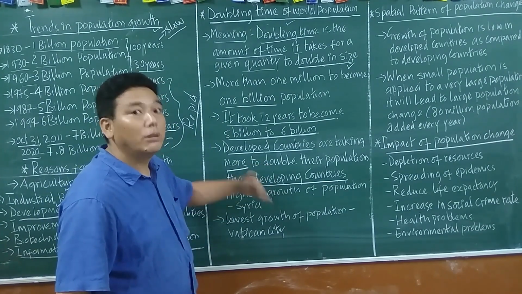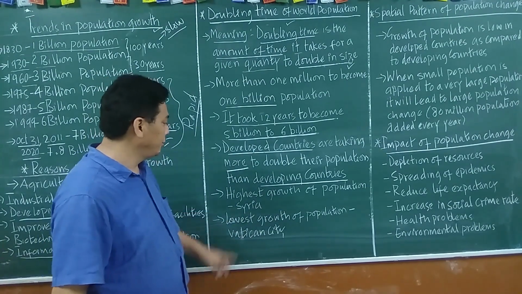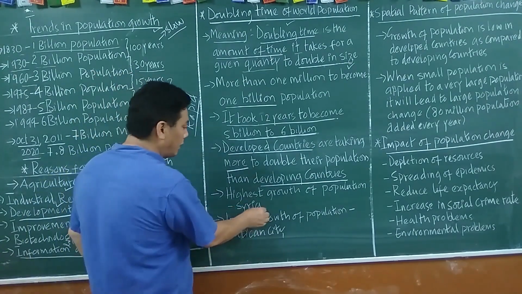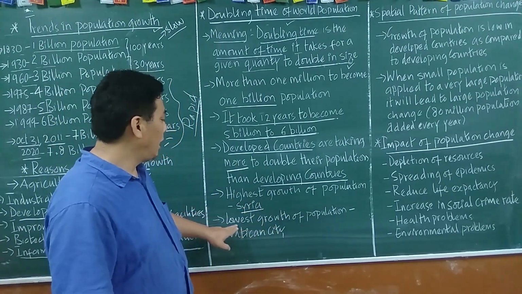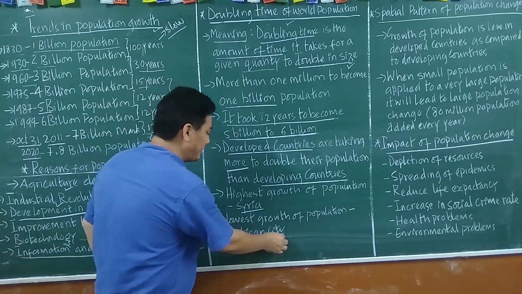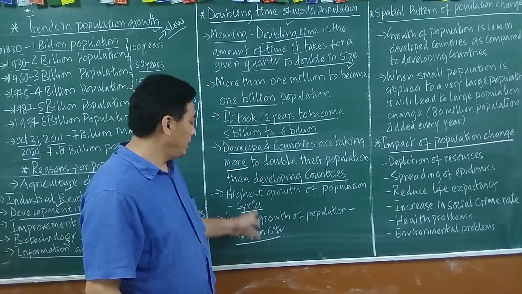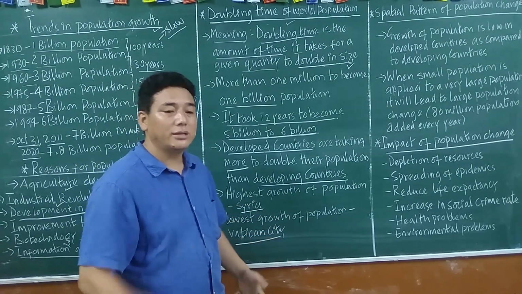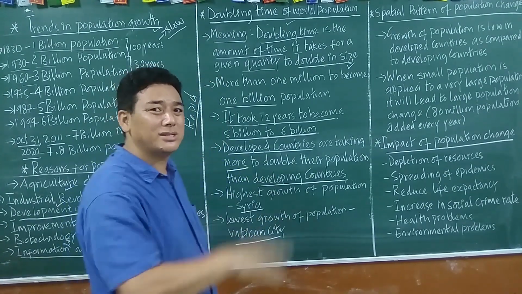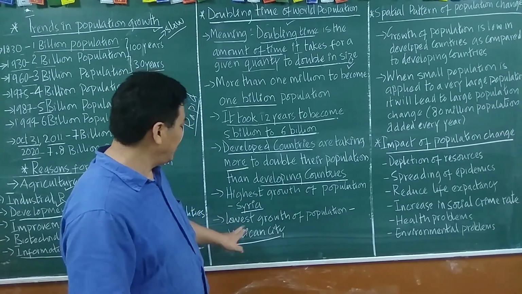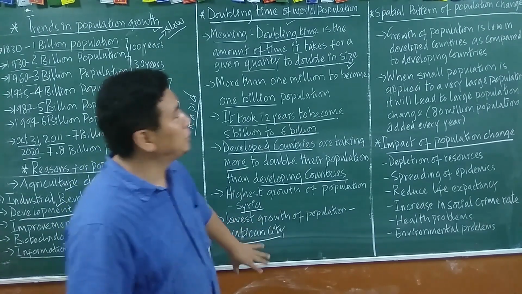The highest growth of population in 2019 was in Syria, and the lowest growth of population was in the Vatican City. This is some of the recent information that we see.